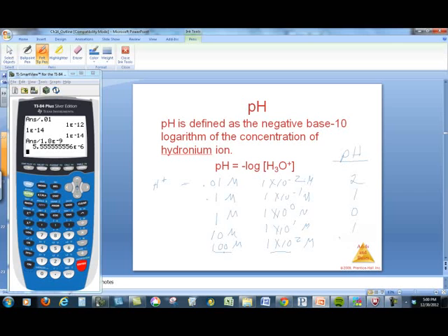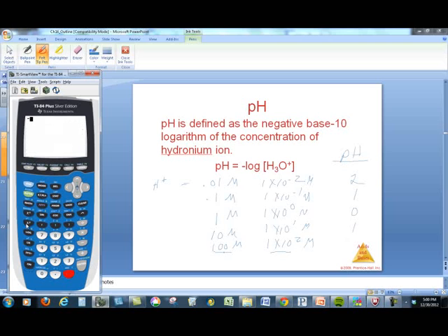Let me see. Let's do the log of 100. Let's do the negative log of 100. This would be negative 2, and this is negative 1. Okay? So it's just the negative of the exponent. That's all it is. It's just another way of expressing exponents.